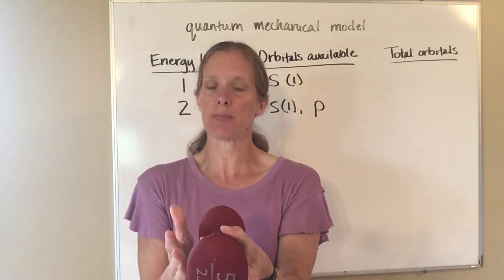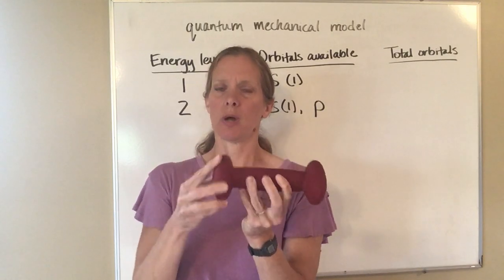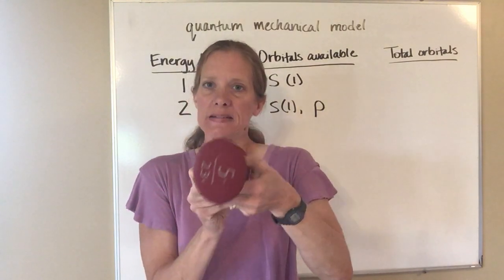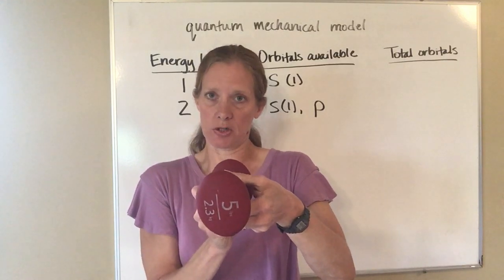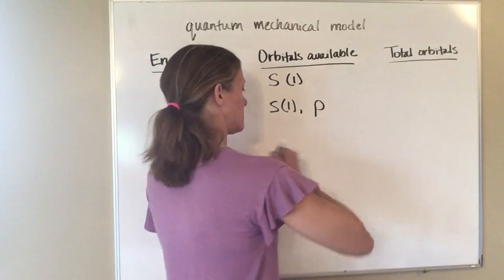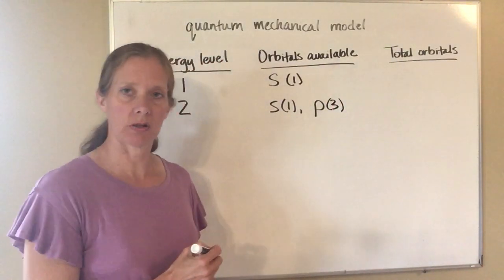And so if you have a piece of paper, it's going to stick out from the paper and behind the paper towards you. So X going horizontally, Y going vertically, and Z going out this direction. Okay, so there are actually 3 p orbitals available at the second energy level.